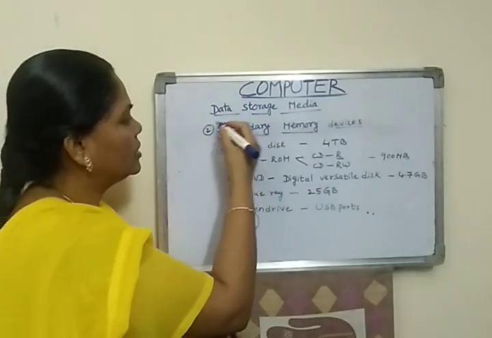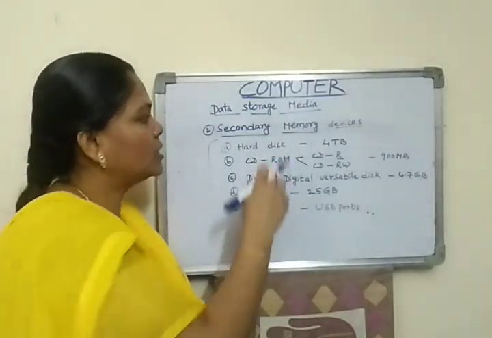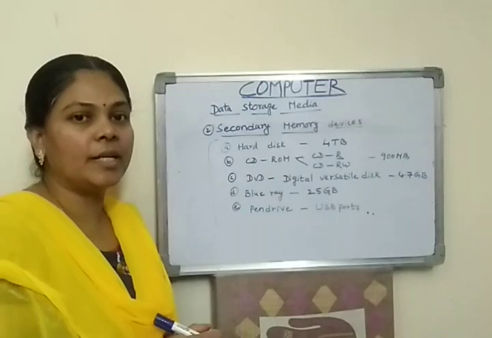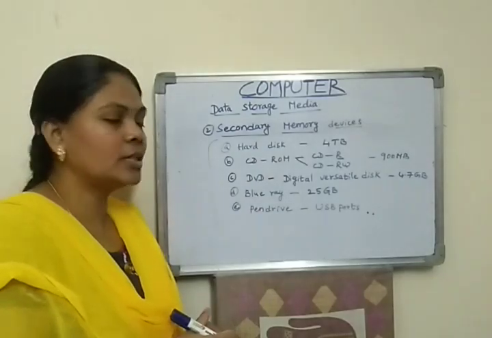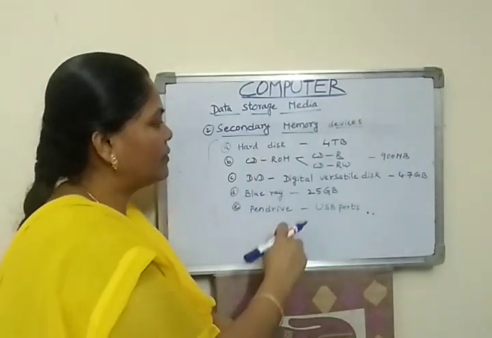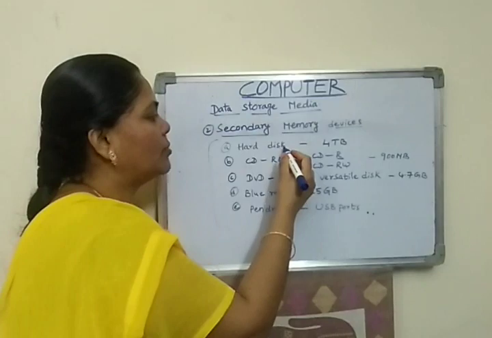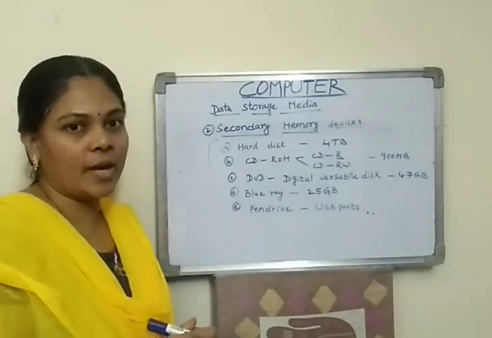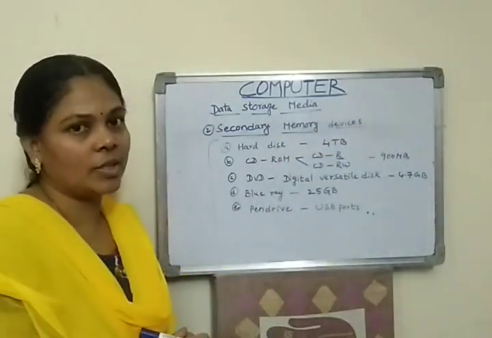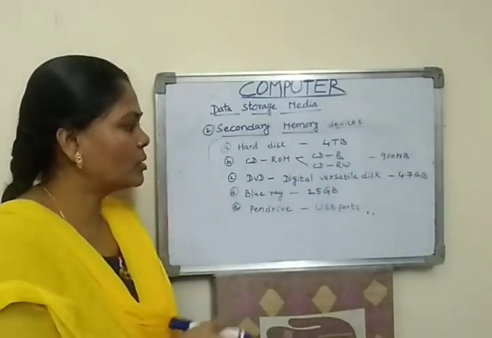Secondary memory is a permanent memory and it can store the instructions or the information permanently. So we have different secondary memory devices. Hard disk can be connected inside the cabinet or, through cables, externally. Up to 4 terabytes it can store.